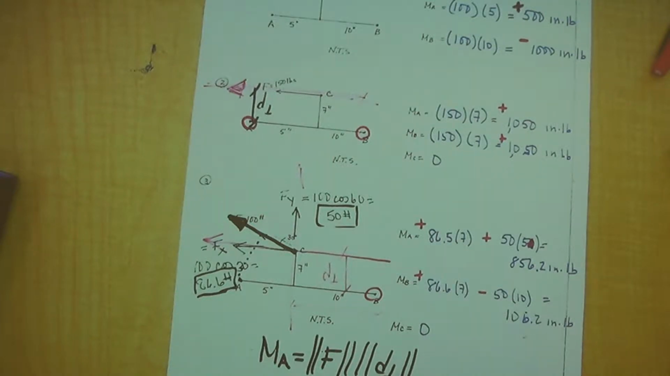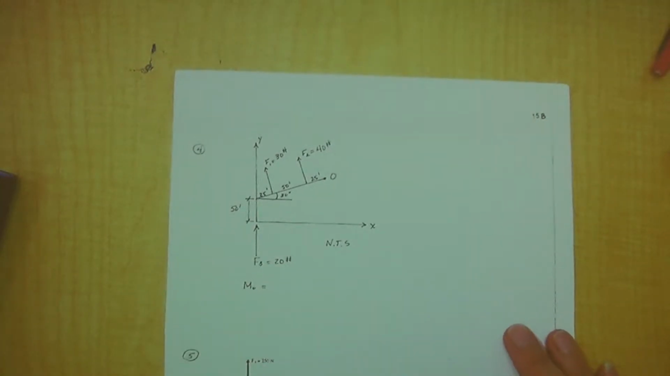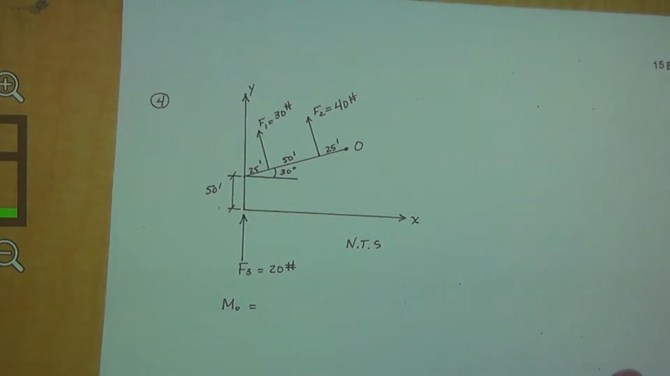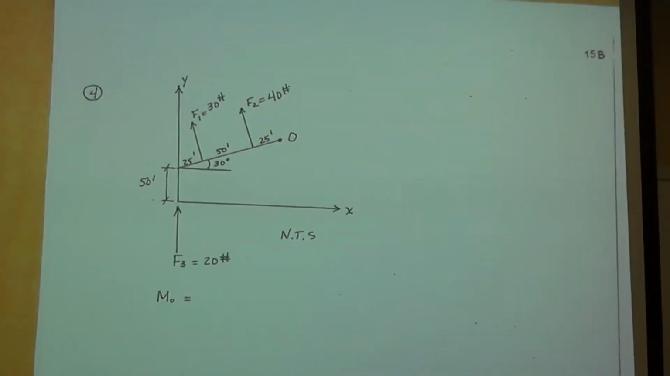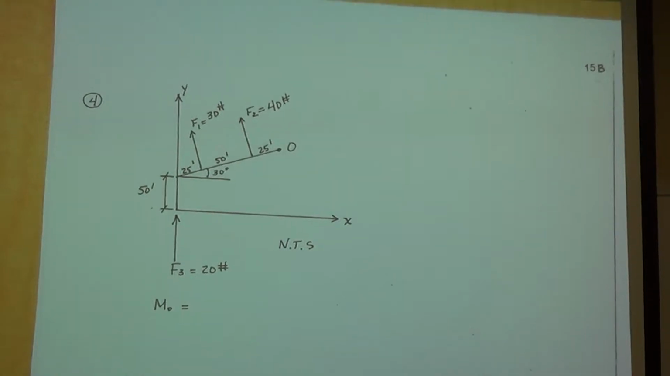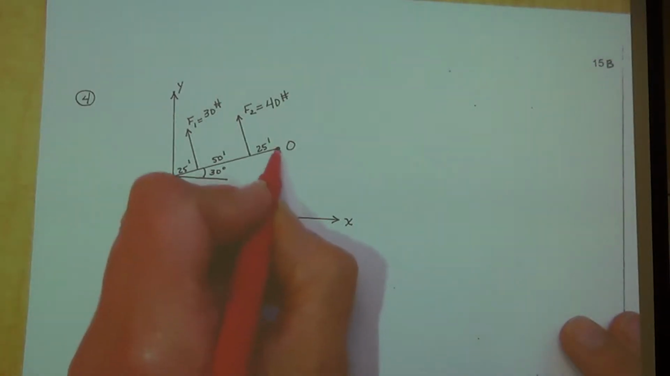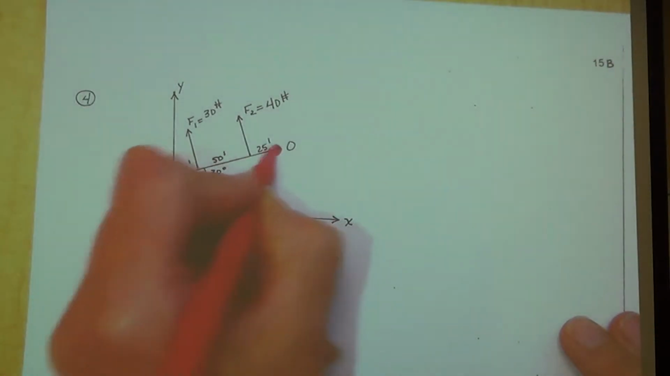Okay. Let's do another problem. Now we're on the next page, which I guess is the back. I copied it for you, I think it's on the back. So, what do I want to find out? I want to find out the moment about point O. Does everybody see where point O is?